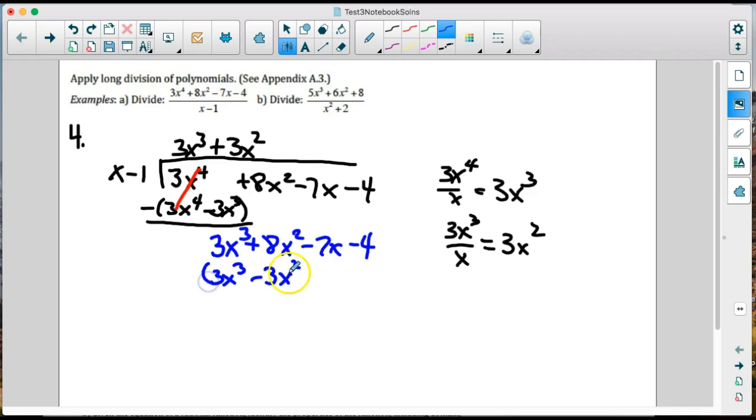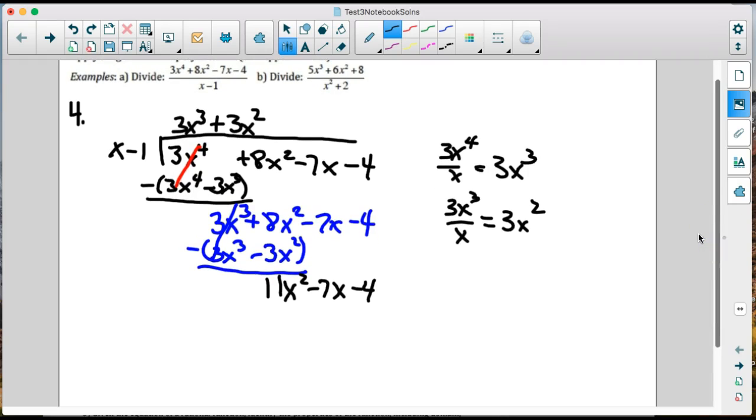Now we're going to subtract that to reduce the polynomial even more. These terms drop out. We're going to have minus a negative 3, so that's going to be positive 3, and 8 is going to be 11x squared. And we still have a minus 7x and a minus 4 that we haven't dealt with yet.